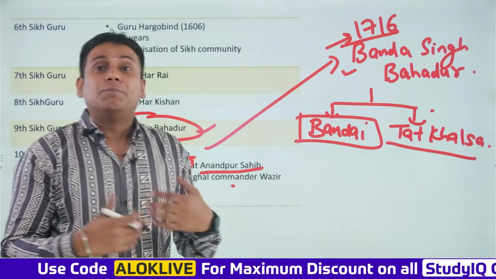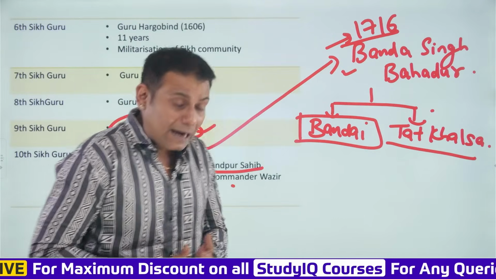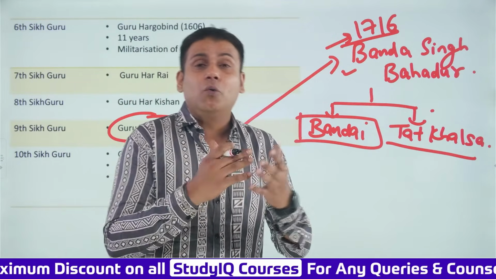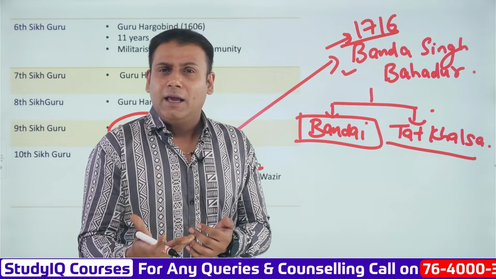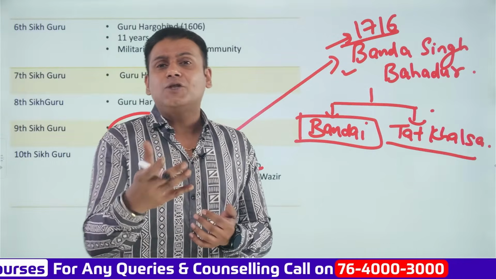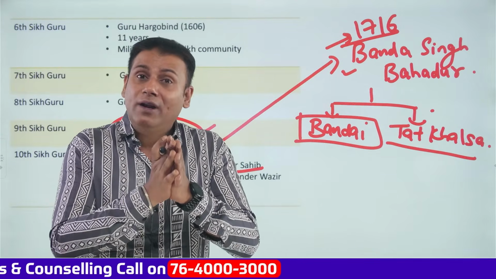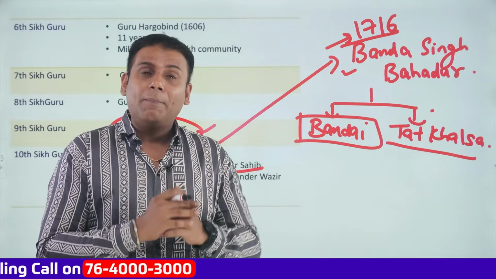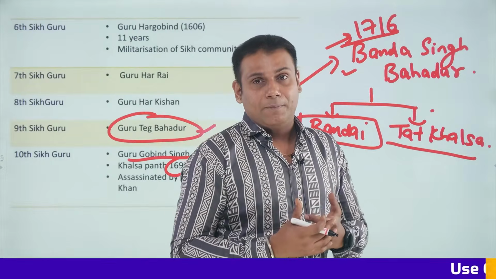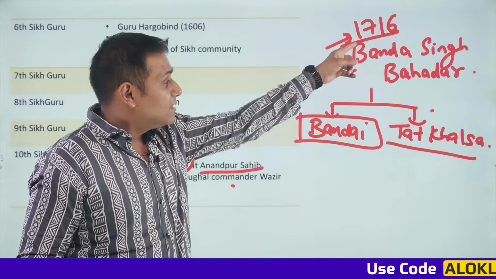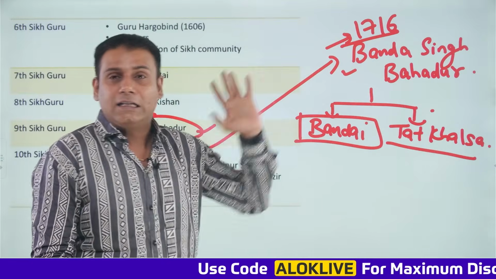Now what is Bandai? Bandai means liberal followers of Sikhism. On the other hand, Tat Khalsa were the orthodox followers of Sikhism. There was a person whose name was Bhai Mani Singh. He realized one important aspect, that in this manner the entire Sikh community would get fragmented. So what happened? In 1721, there was again a merger of Sikhism. So after the death of Banda Singh Bahadur, Sikhism was divided into Bandai and Tat Khalsa.